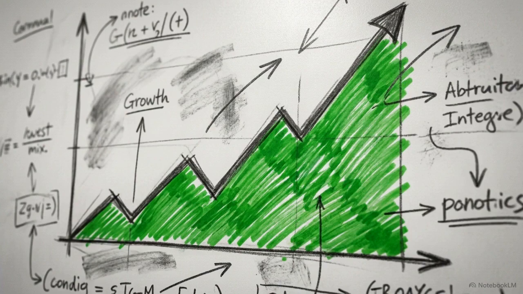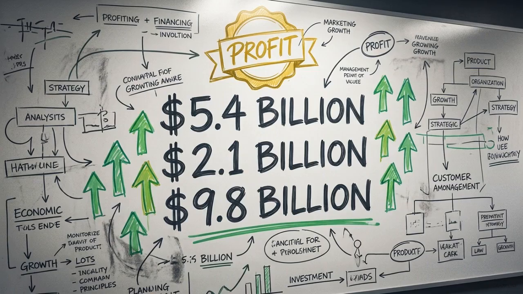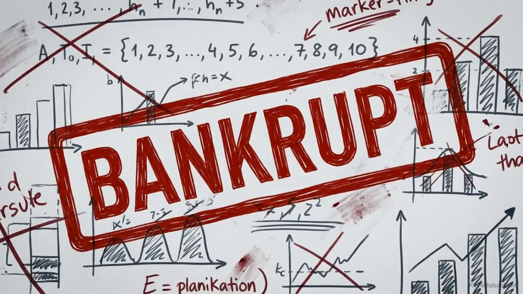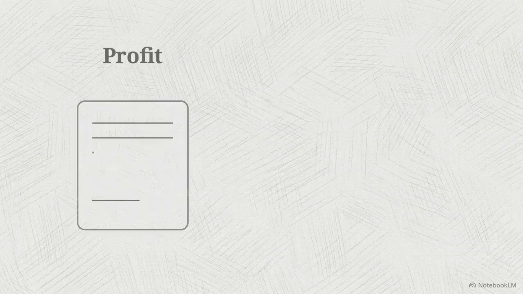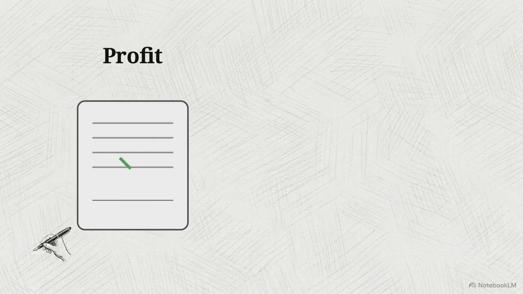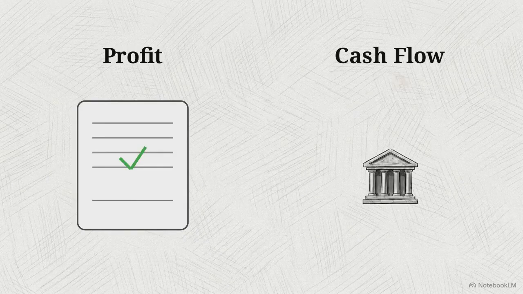Imagine a business that just closed a record-breaking month of sales. The revenue is booked, the growth looks incredible, and on paper, the company is highly profitable. Then, on Friday, they file for bankruptcy. Profit is recognized the moment a contract is signed, but cash flow is the actual physical movement of money into your bank account. You can't pay your employees with a signed contract. You need the actual cash.